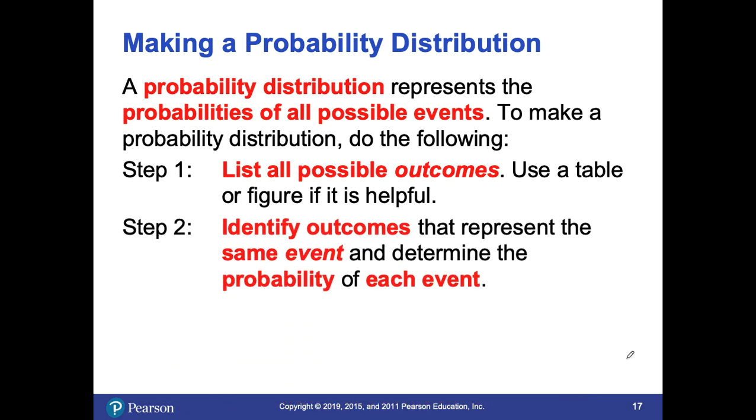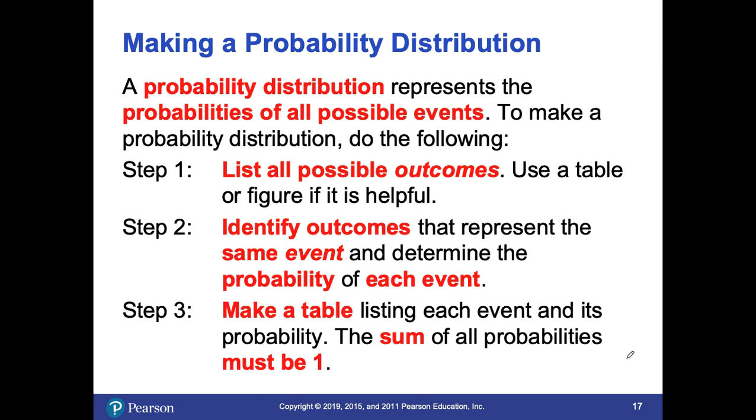Next is to identify outcomes that represent the same event and determine the probability of each event. Step 3 will be to make a table listing each event and its probability. Very important though, guys, this is extremely important, that the sum of all probabilities must equal 1. When you add all possible outcomes, you get a certainty of one of those outcomes occurring. That's what the number 1 represents, that you are certain it's going to happen. So if you add up all the probabilities of all the outcomes, you get 100% certainty of at least one of those outcomes occurring.